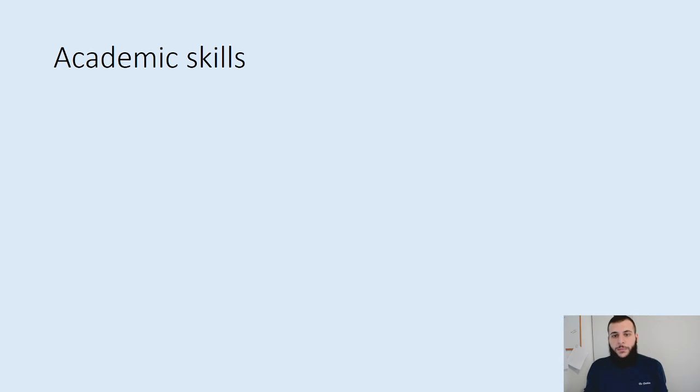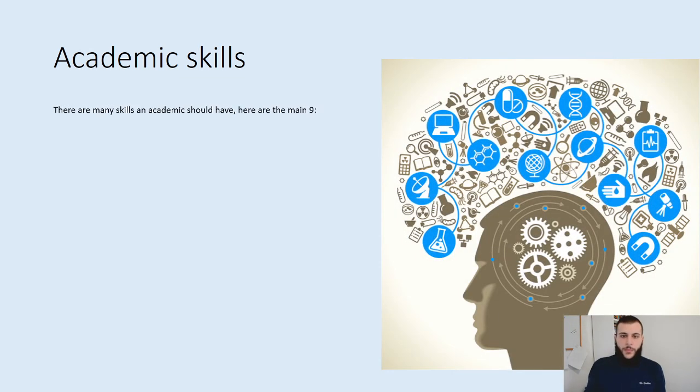Okay. Academic skills then. There are many academic skills that you should have, but here are the main nine. First one is finance skills. We're going to go into each one of these in a lot more detail during the workshop. Okay, first one is finance skills. Second one is your IT skills, which you might recognize we've already done.